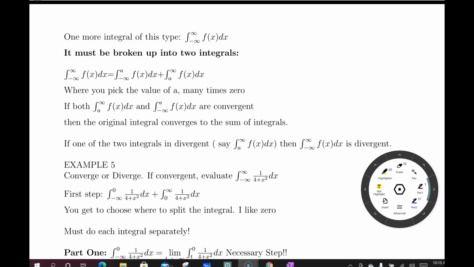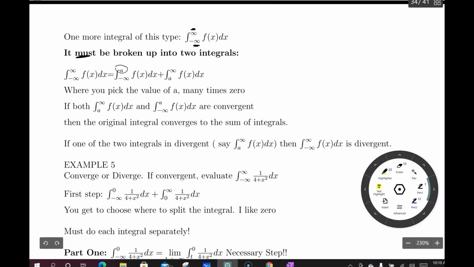All right, so we have another integral that has infinities. If you see that you have a negative infinity and a positive infinity, so infinities on both limits of integration, this must be done. It must be broken up into two integrals.